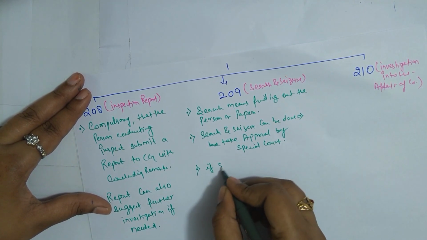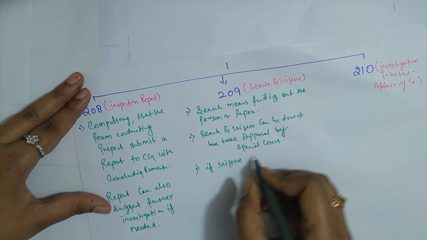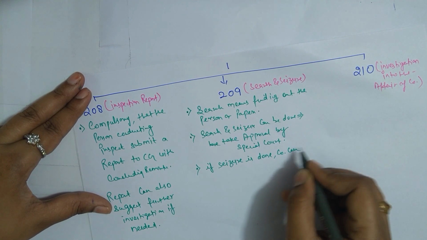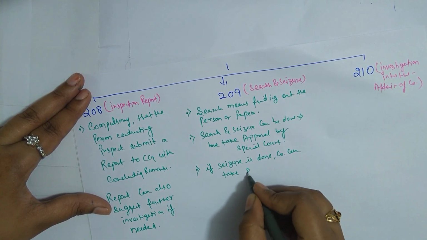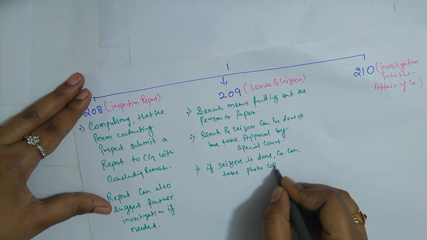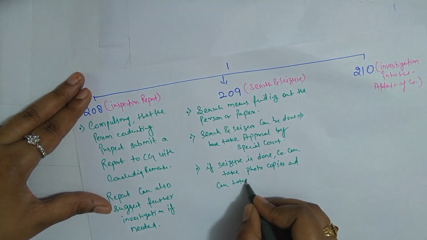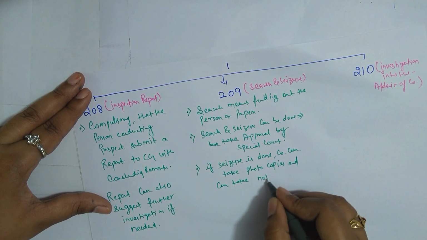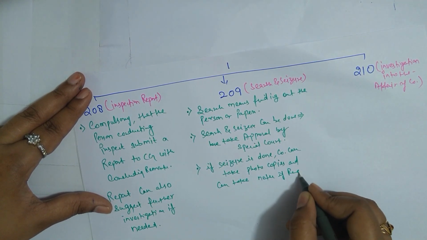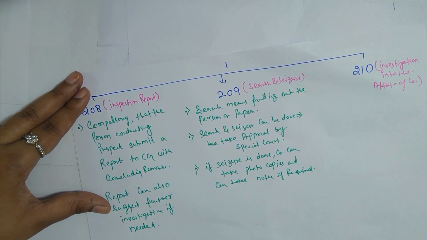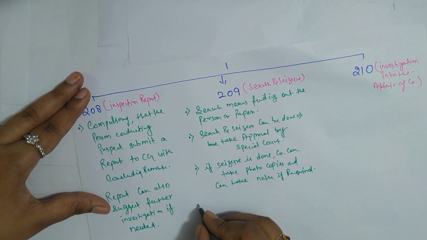Next, if seizure is done, company can take photocopies and can take notes if required. Means the original document is detained by the inspector, and company has the right to take only photocopies of that document which is seized by the respective inspector.